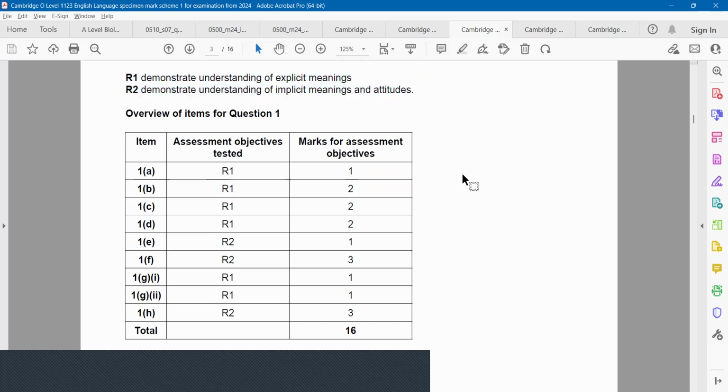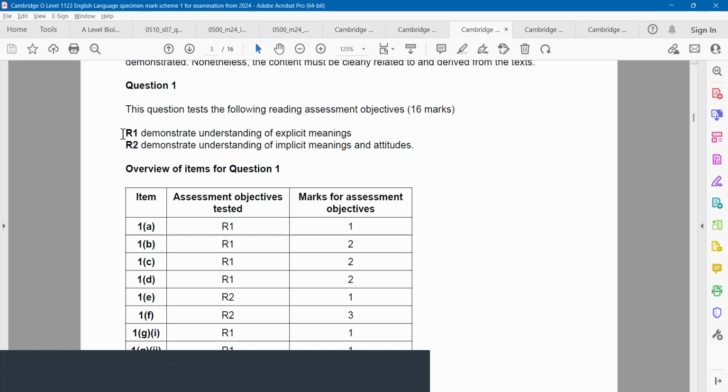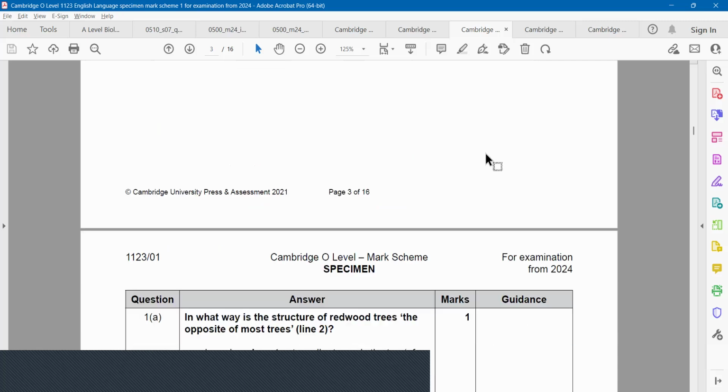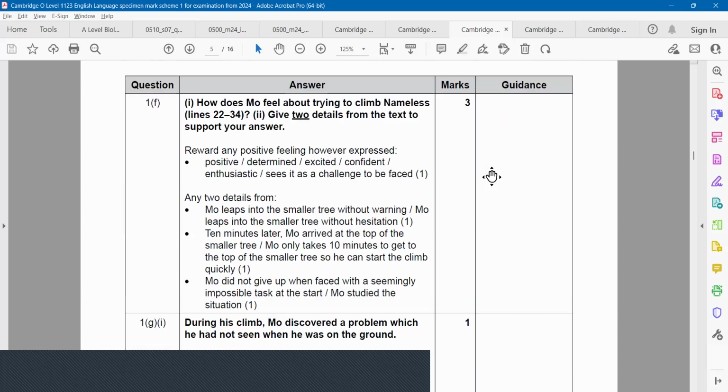When you know this, the individual questions might differ, but question 1, according to the 2024 to 2028 syllabus, is this. This is also given in the syllabus document that I shared with you, so have that with you and take a read. R1 and R2 are tested for question 1. If we move on, these are the answers, which I'm not looking at at the moment.